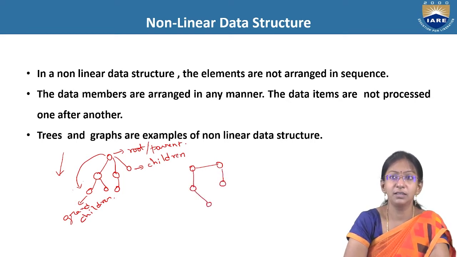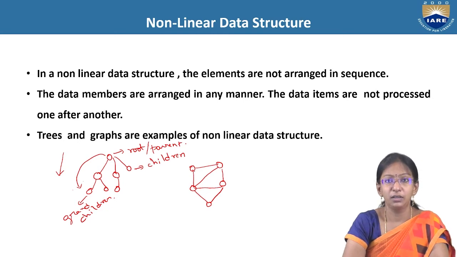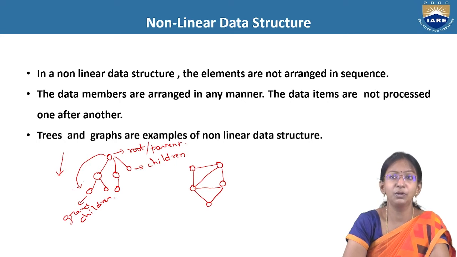And here the circles represent the nodes or vertices. You can see that the cardinality of each element need not be only one, it can be more than one. Every node can be connected to all the remaining nodes also. So this is a graph.